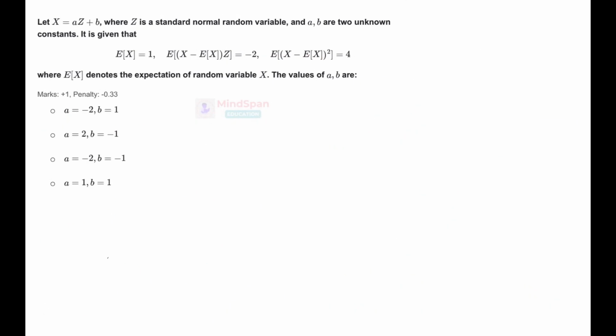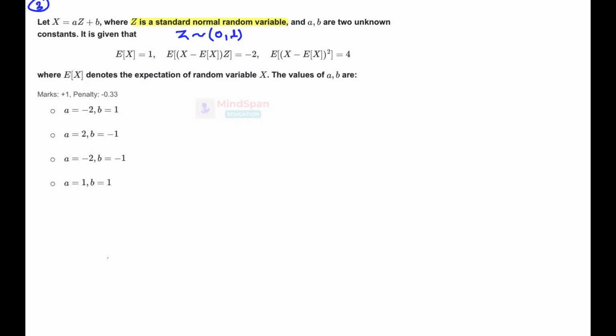Now let's look at this question number 3. Let x equal az plus b, where z is a standard normal random variable. So z is a standard normal random variable. That means z will have a normal distribution. Since it is a standard normal distribution, it will have mean 0 and variance 1. So this is one of the pieces of information.